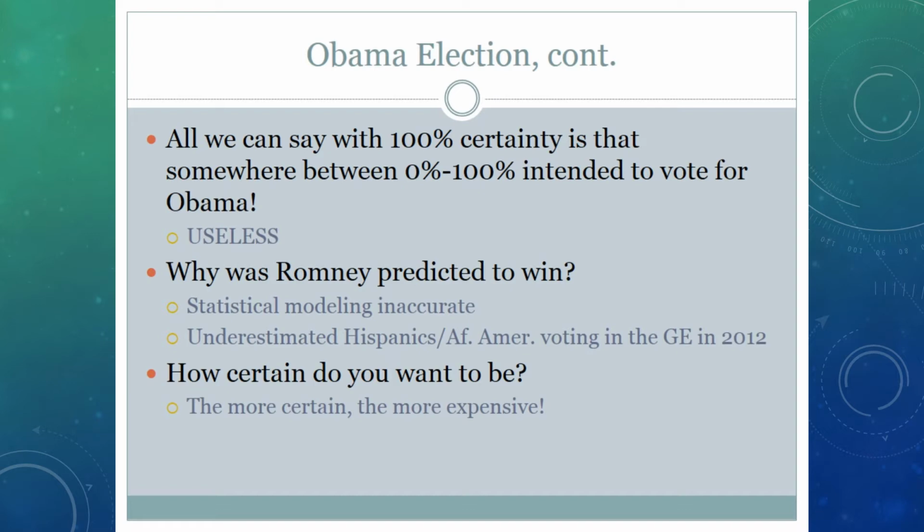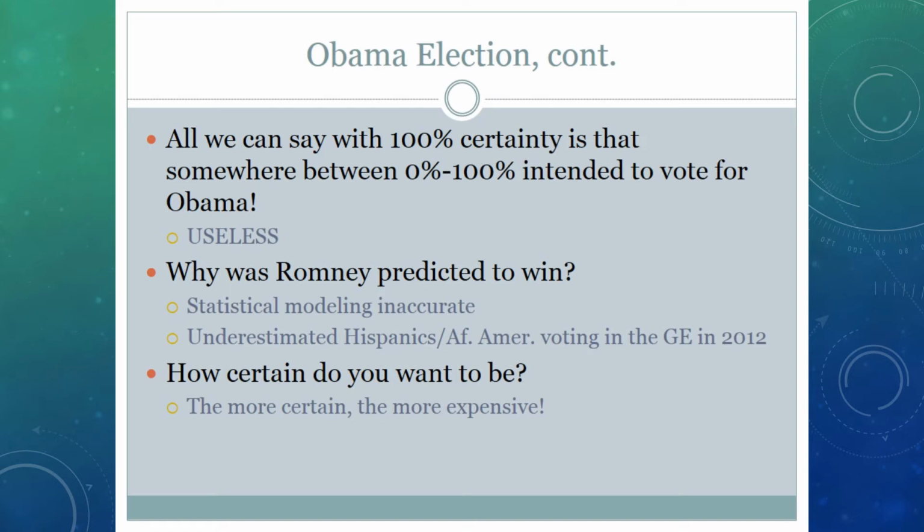So there were inaccuracies. What were the inaccuracies? There was underestimation of the number of Hispanics and African Americans who would be voting in the general election in 2012. And because those voters from that particular demographic voted much more heavily for Obama than Romney, that's why we got the result that we did.